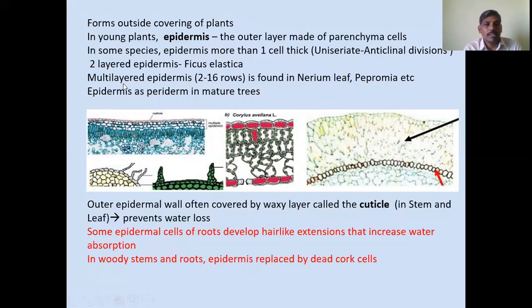In woody trees, due to secondary growth, the epidermis is lost. The epidermis is replaced by another layer that is known as periderm.